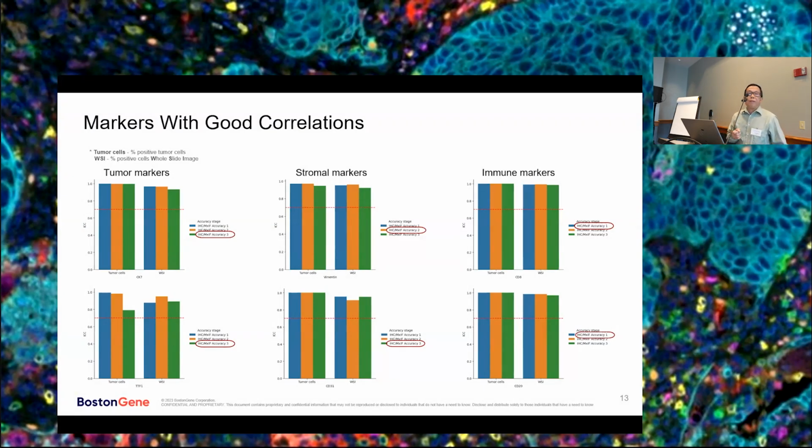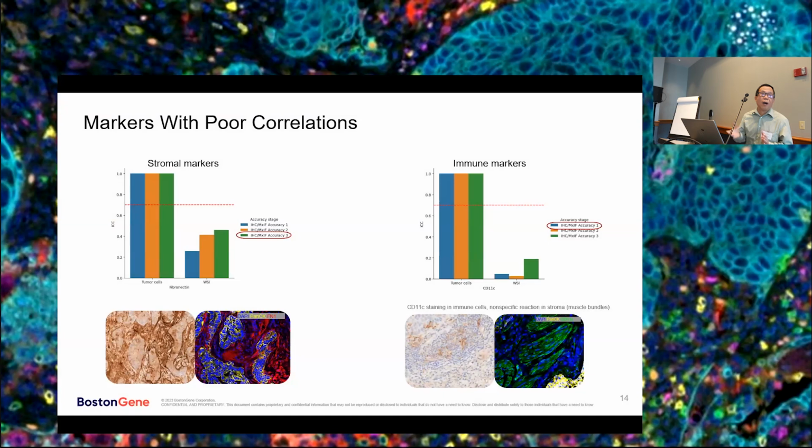For accuracy, I just mentioned that there are 3 slides. The one with circles is the one used for comparison. They all correlate very well. And naturally, we will have markers that are not correlated well, here for different reasons.